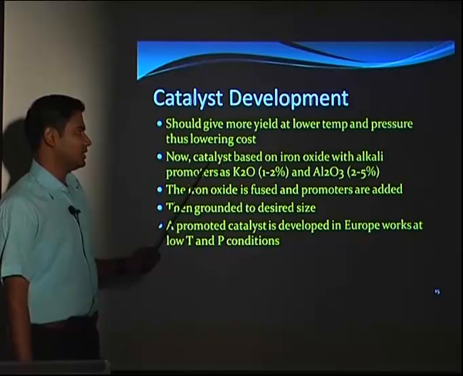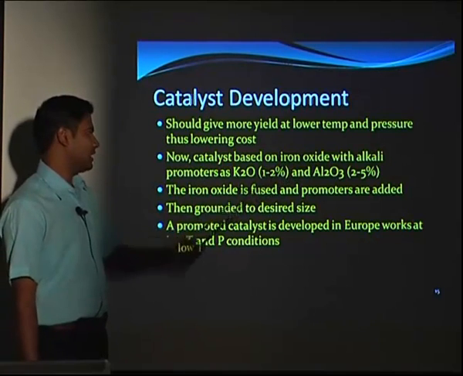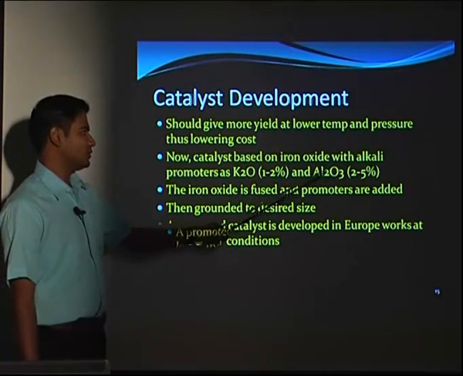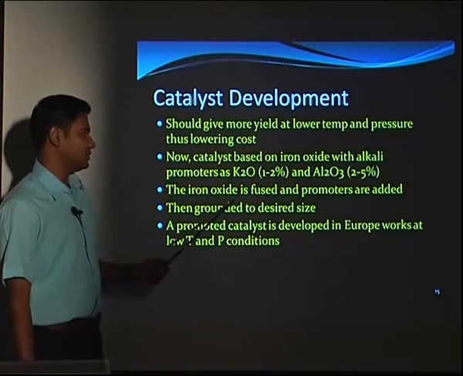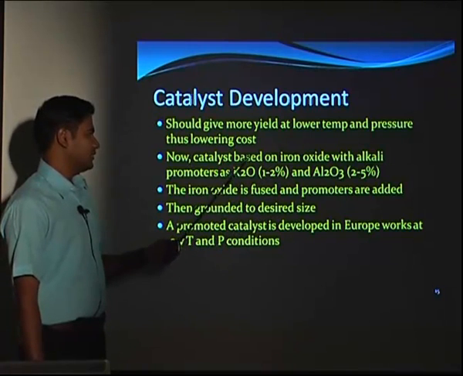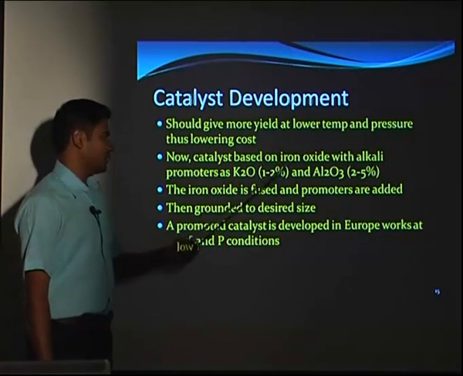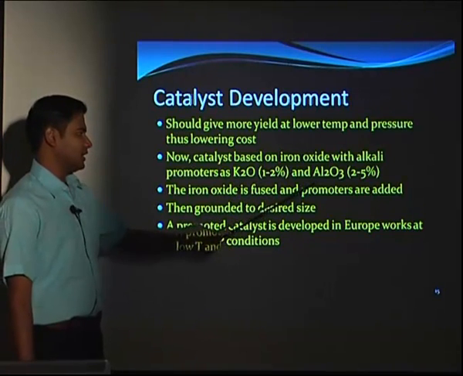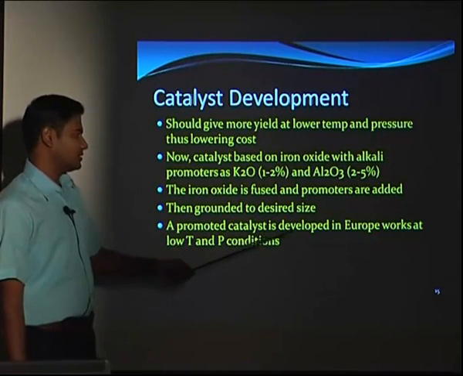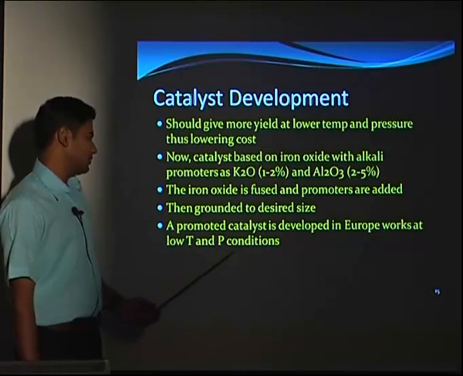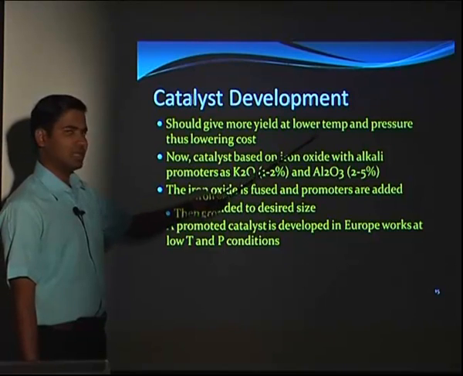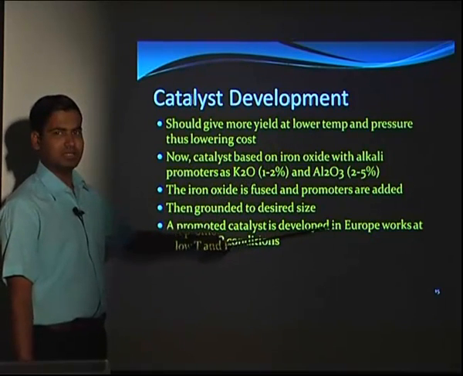Nowadays the catalysts we are using are based on iron oxide with alkali promoters such as K2O 1 to 2% or Al2O3 2 to 5%. The iron oxide is fused and promoters are added, then it is cooled down and ground to the desired size. A promoter catalyst developed in Europe works at a lower temperature and pressure condition. So new catalyst development is taking place which can work at low temperature and pressure. Europe has already taken the lead in this catalyst development.